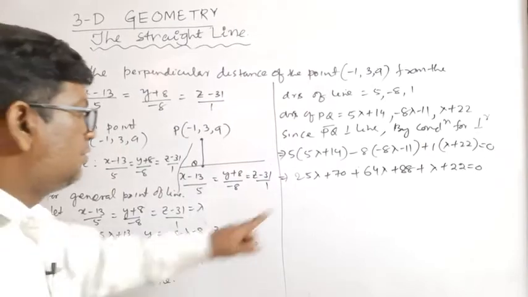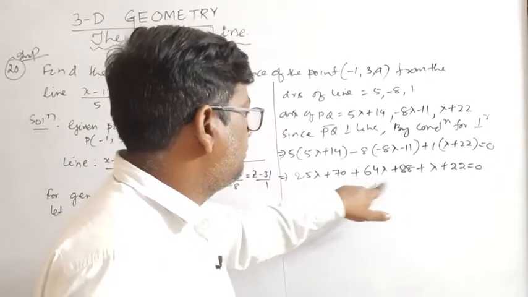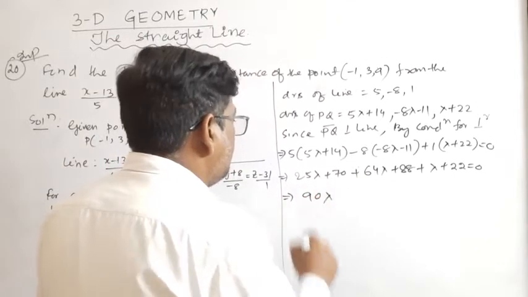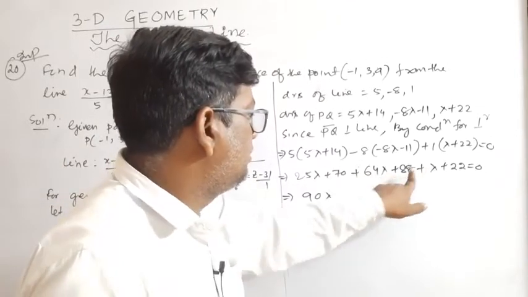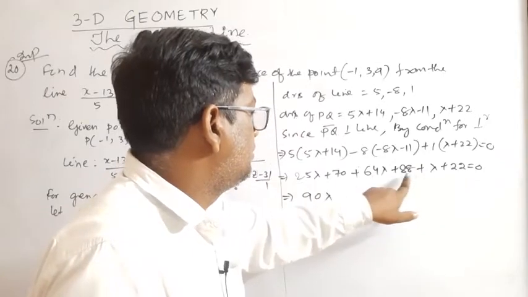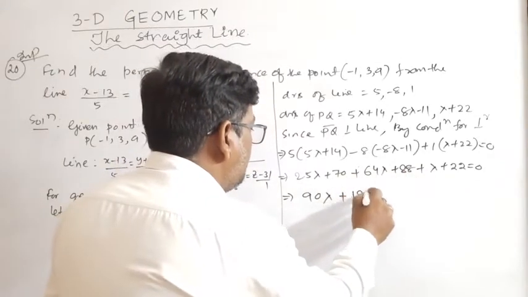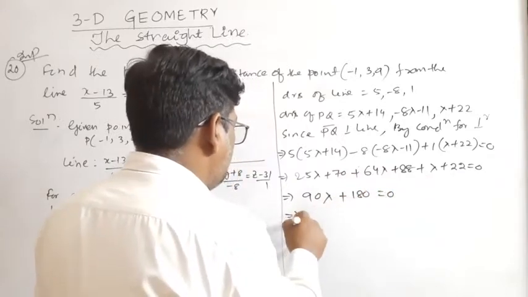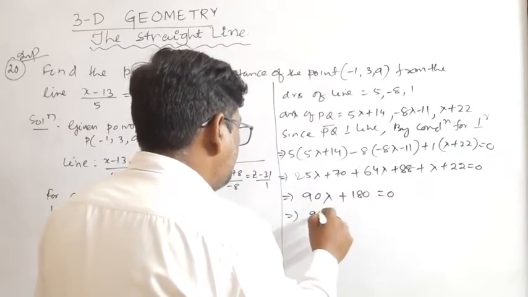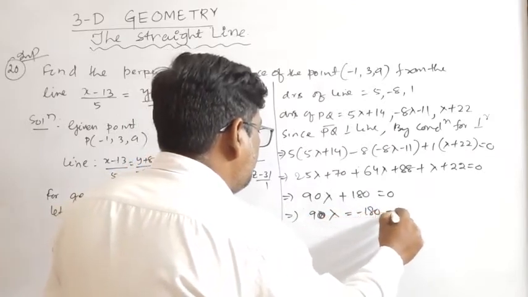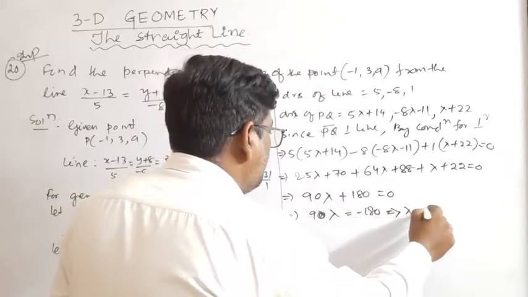This is equal to 25 plus 64 plus 1, that is 90 lambda, and 70 plus 88 plus 22, that is 180. So 90 lambda plus 180 is equal to 0, 90 lambda is equal to minus 180. So lambda is equal to minus 2.